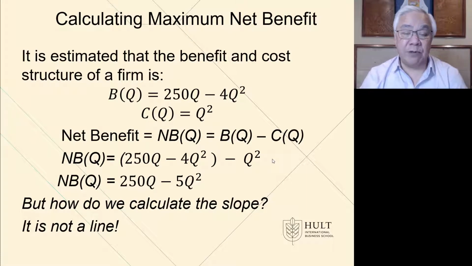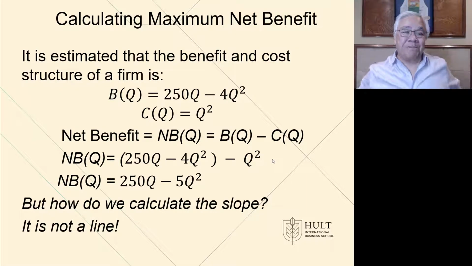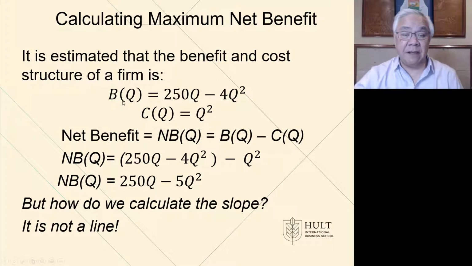So let's see how we would calculate this magic number. We have a formula for the benefit as a function of quantity, which is right here, 250q minus 4q squared. And then we have an expression for the cost, again, as a function of quantity, and it's q squared. So the net benefit is the benefit minus the cost, similar to profit equals revenue minus cost. And here we put them together.